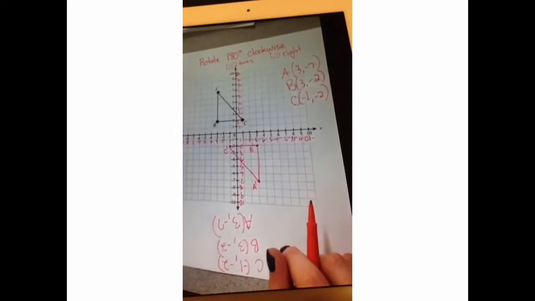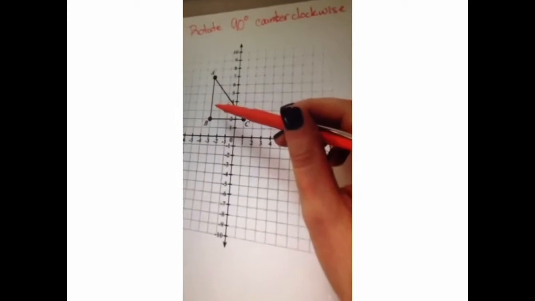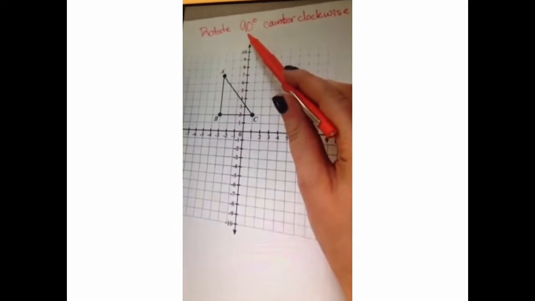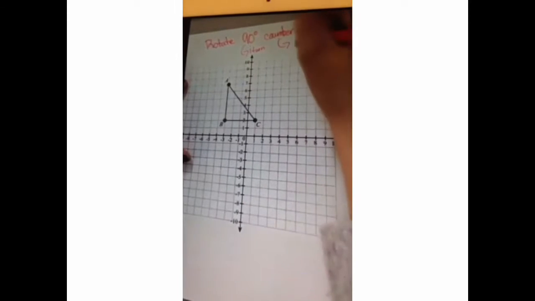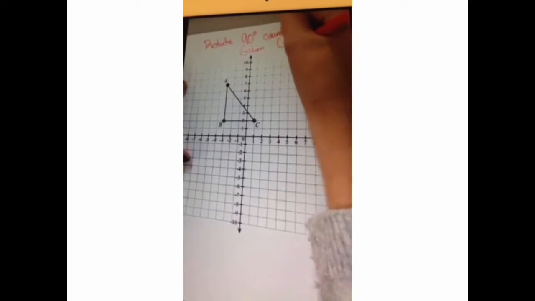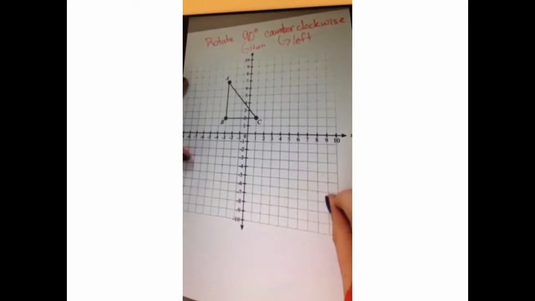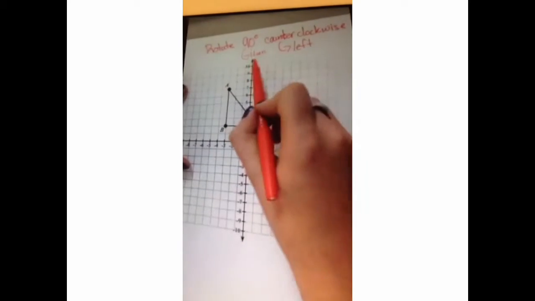Let's do another example. It's going to do something different to it. This time we're going to rotate it 90 degrees counterclockwise. 90 degrees tells me it's just going to do one turn, and counterclockwise tells me I'm going to go to the left. So my first thing I'm going to do, I'm going to turn my graph one turn to the left.